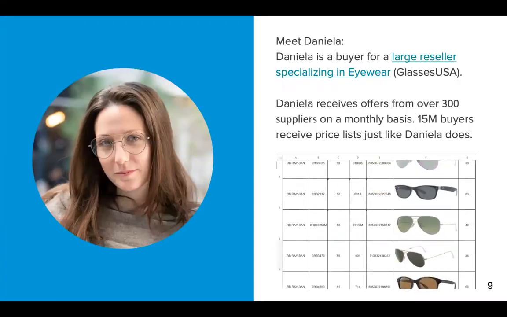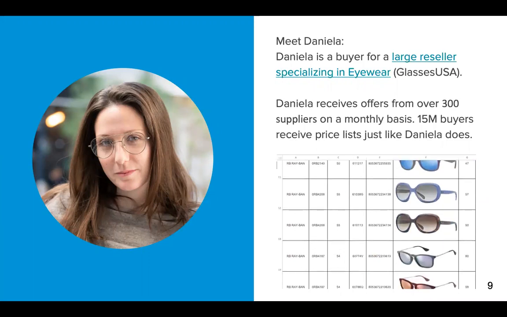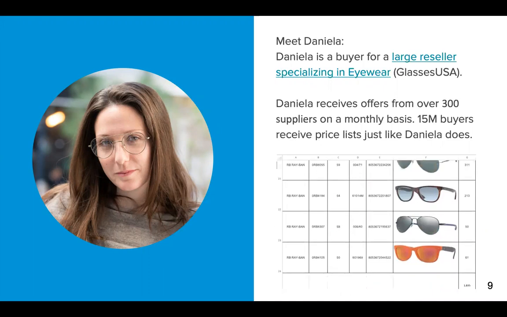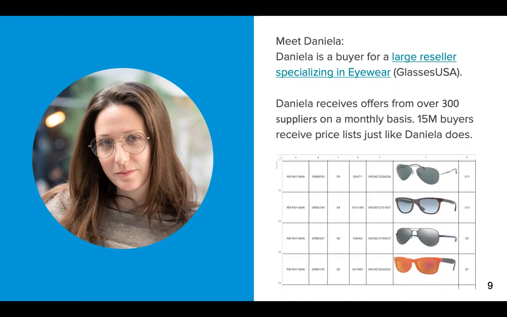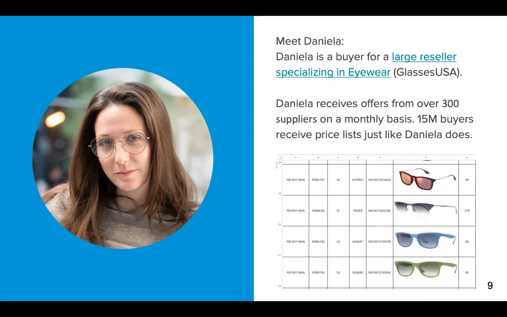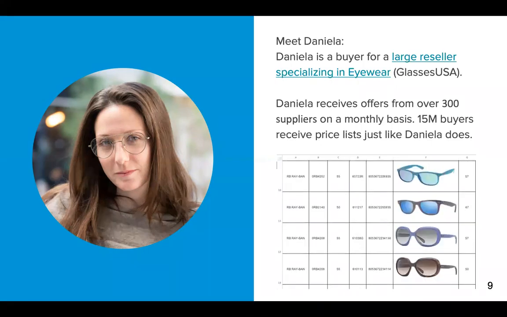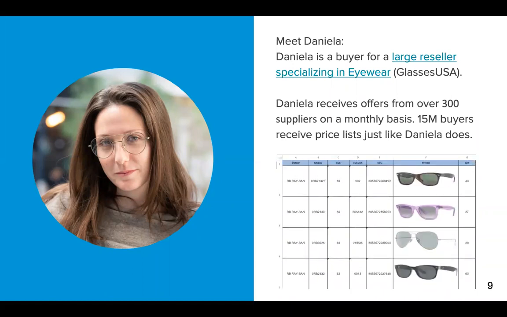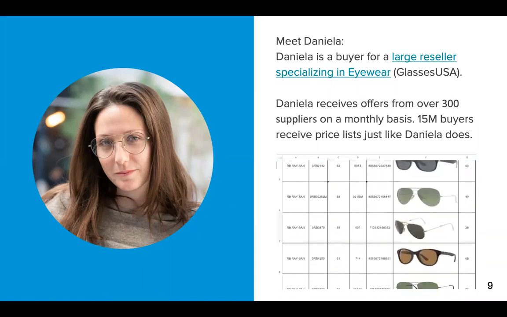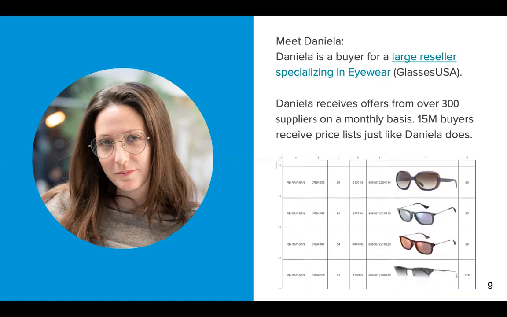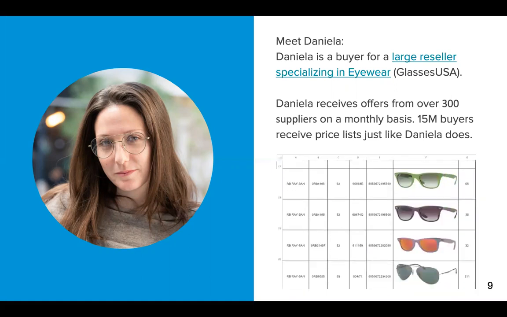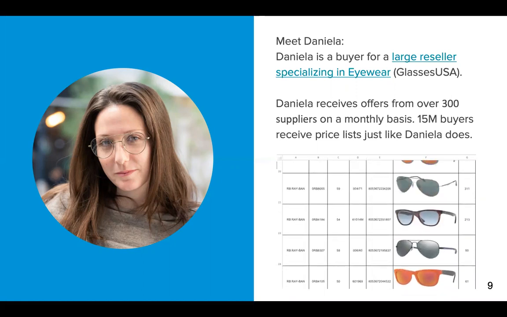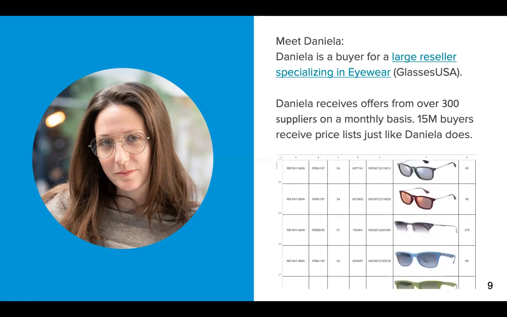Basically, online sellers receive price lists from suppliers on an ongoing basis. So the main challenge is how to choose the right product from your supplier. So here's an example. Meet Daniela, who's the buyer of a large reseller company that specializes in eyewear. Daniela receives price lists from over 300 suppliers on an ongoing basis. She sometimes gets one-off and sometimes she gets it from her permanent suppliers.